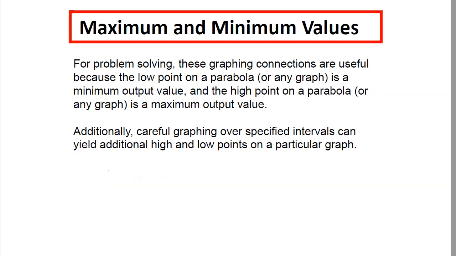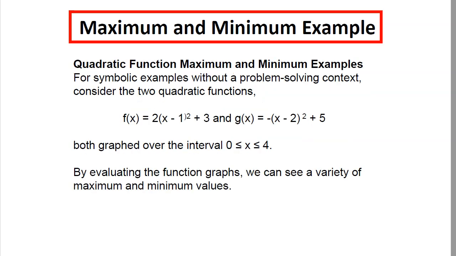For problem solving, these graphical components and connections are useful because the low point on the parabola or on any graph is a minimum output value, and the high point on a parabola or on any graph is a maximum output value. Additionally, careful graphing over specific intervals can yield additional high and low points on a particular graph. Let's look at some examples.